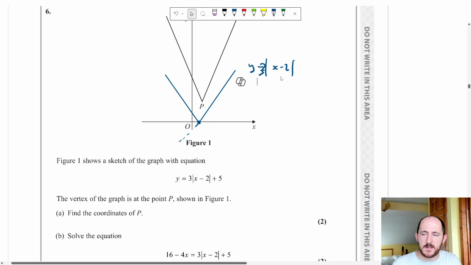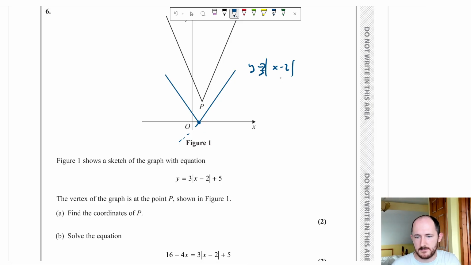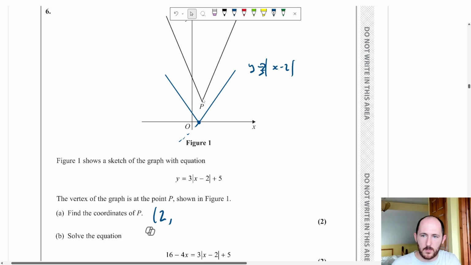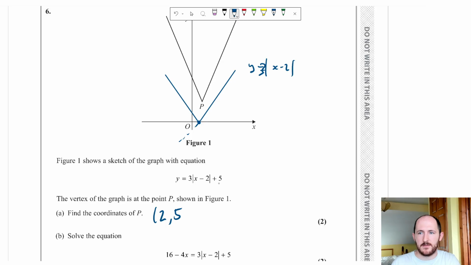So when x minus 2 is equal to 0, which is obviously 2. Now lastly, the y-coordinate. Well, the y-coordinate would normally be 0, right? Because if I make y equal to 0 here, that's how I got x is equal to 2. But the problem is it's been shifted up by 5. So then it'd be 5. There you go. Not too shabby, hopefully.